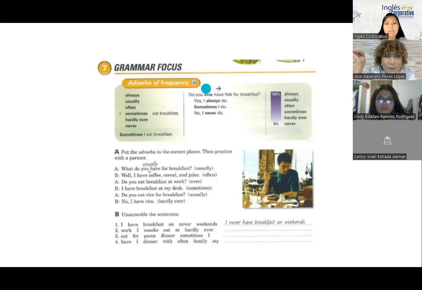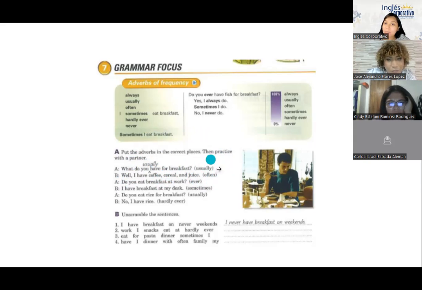And do you ever have fish for breakfast? Yes. I always do. Sometimes I do. No, I never do. Always, usually, often, sometimes, hardly ever, and never. Okay. Guys, it says, put the adverbs in the correct places. Okay. What do you usually have for breakfast? Well, I often have coffee, cereal, and juice.